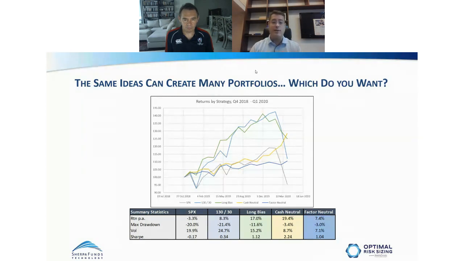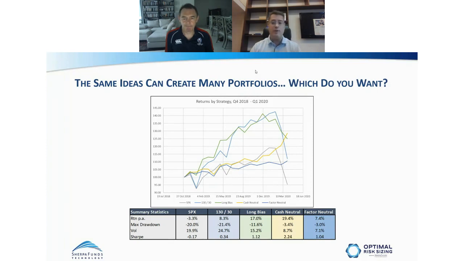So this is, in this case, long short equity ideas. We have a 130-30, a long bias, a market neutral, cash neutral portfolio, and then a fully factor neutralized, maximized specific risk portfolio. All four of these would be a viable and legitimate expression of the alpha in the ideas in the previous signal. But the question really is, which one do you want?